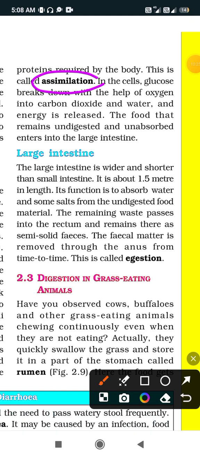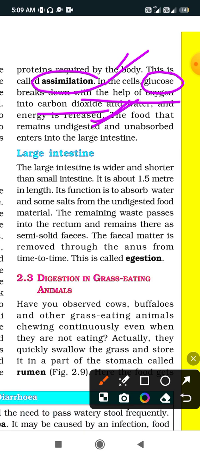Assimilation means what, student? The absorbed food transported to the different organs and used to build a complex substance is known as assimilation. In the cell, glucose is broken down with the help of oxygen into carbon dioxide and water, and energy is released. We know that aerobic and anaerobic respiration occur.